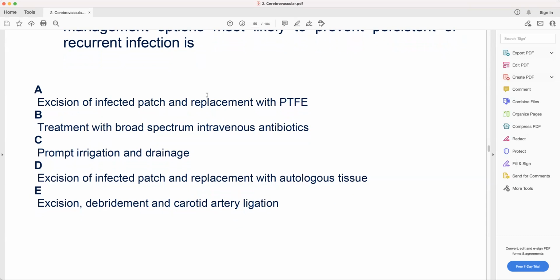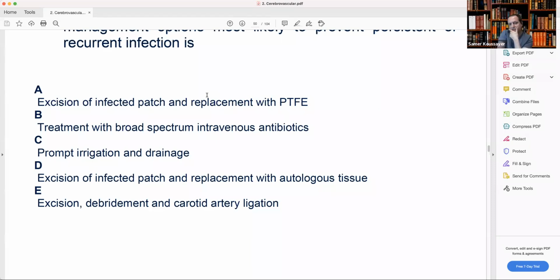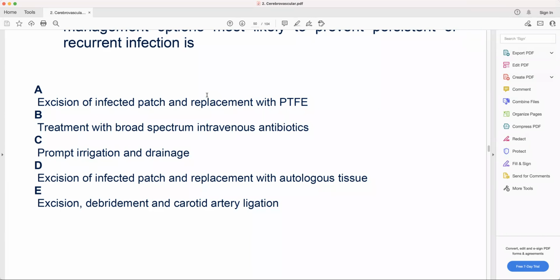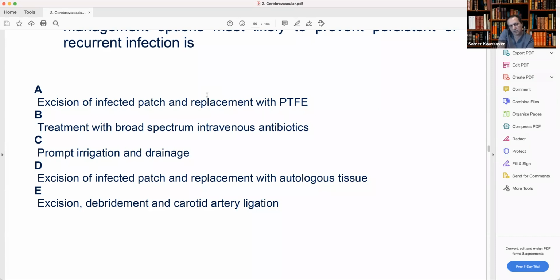Excision, debridement, and carotid artery ligation. There is no indication for ligation, except if there is bleeding to control. You don't do that unless you have done an occlusion test ahead of time and know it will not affect the patient. Ligation may cause a stroke unless you know he has good collateral circulation. But this is an extreme, as I said, maybe if he came back a second or third time. The normal treatment is to take it out and replace it with an autogenous vein graft.